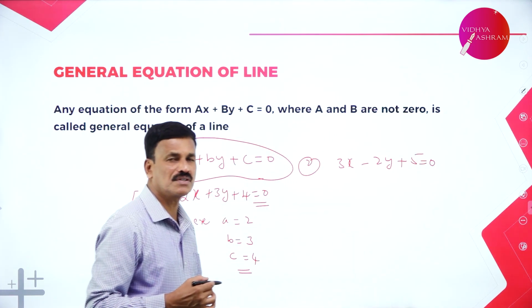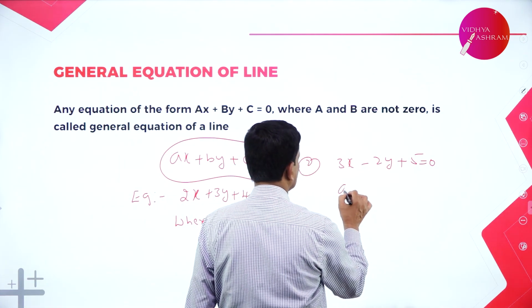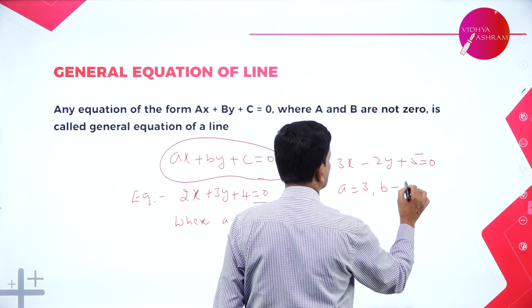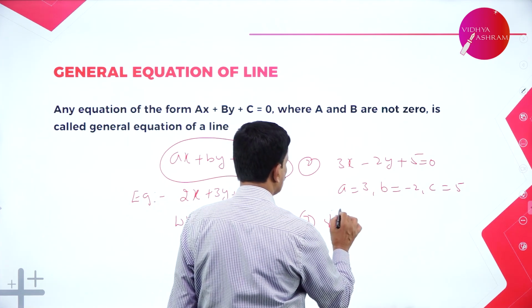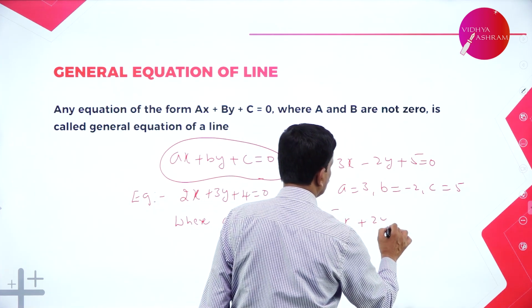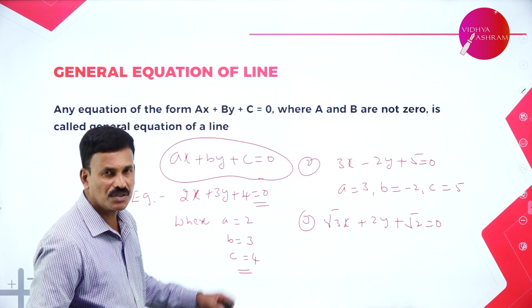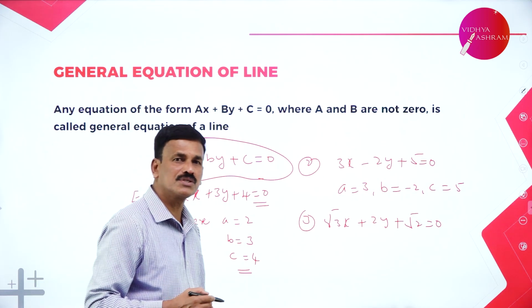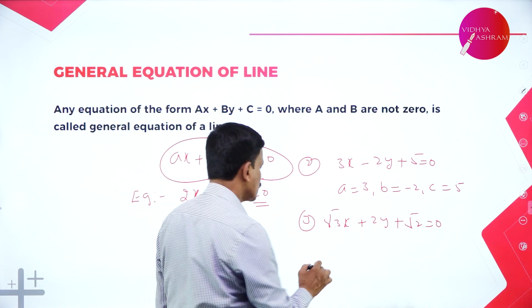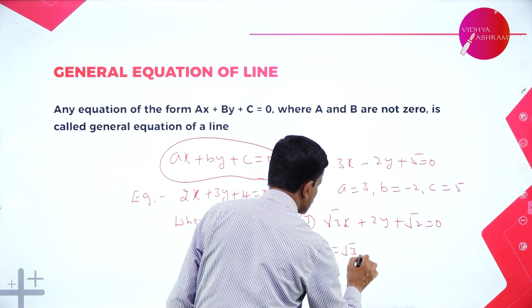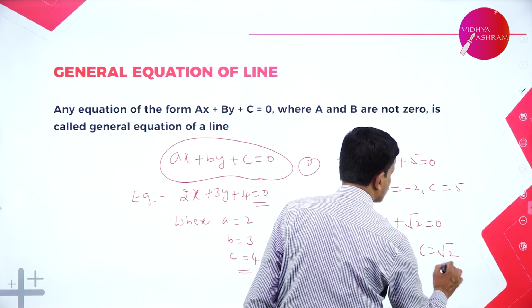This is also an equation of the form ax plus by plus c is equal to 0, the general equation, where a is equal to 3, b is equal to minus 2 and c is equal to 5. We can also write like this, root 3x plus 2y plus root 2 is equal to 0. This is also of the form ax plus by plus c is equal to 0. Now a, b, c are nothing but the coefficient of x, y and the constant. So a is equal to the coefficient of x, root 3, b is equal to the coefficient of y, 2, and c is equal to the constant, root 2.